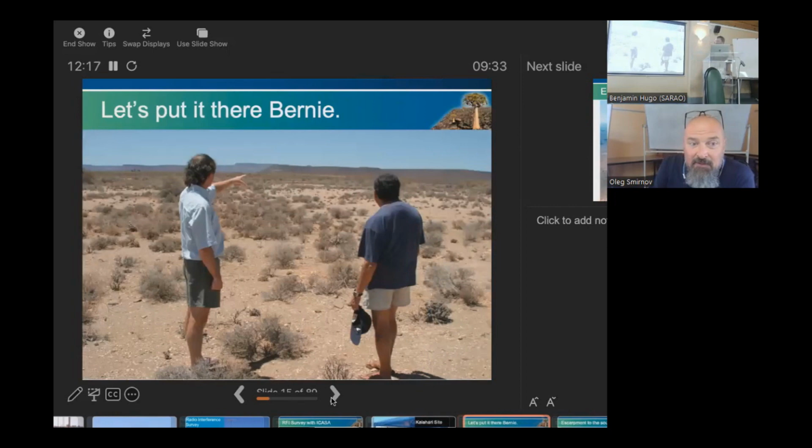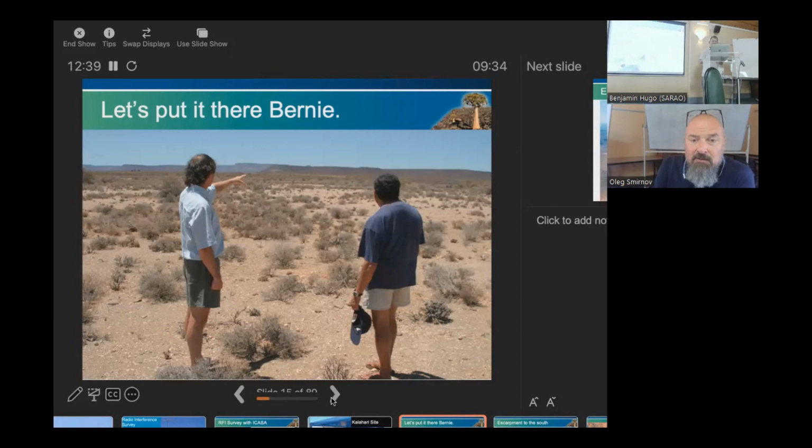We had three candidate sites, but we went for what we called the Kalahari site, the Karoo site. There was a Kalahari and a Namaqua site as well. And Bernie Fanaroff was the project director at that stage. And I said to Bernie, let's build it over there. And that's pretty much where MeerKAT is today and where the SKA is going to be.